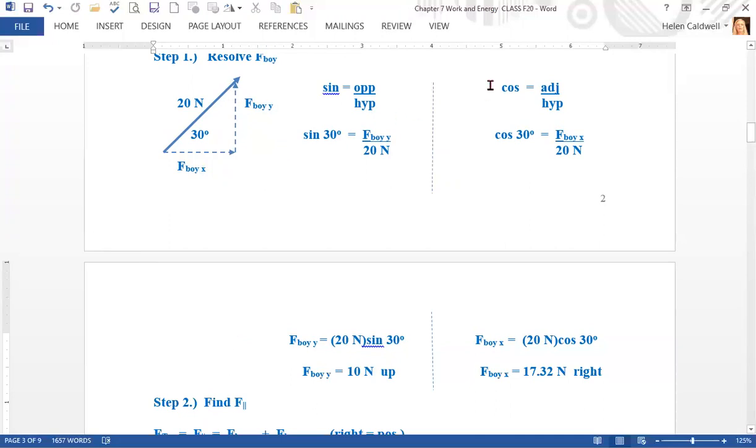Now let's do cosine. Cosine is adjacent over hypotenuse, so the cosine of 30 degrees would be the force of the boy in the x direction, this is the adjacent side, over 20 newtons. So the force of the boy in the x direction is 20 newtons multiplied by the cosine of 30 degrees, or 17.32 newtons, and it goes right because that's the way the arrow points in our picture.